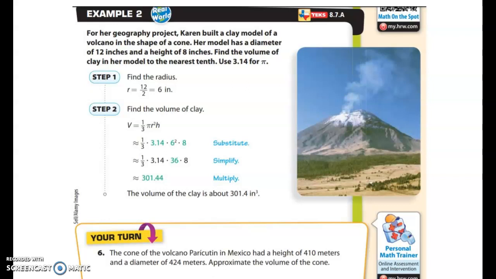It says, for her geography project, Karen built a clay model of a volcano in the shape of a cone. Her model has a diameter of 12 inches and a height of 8 inches. Find the volume of the clay model to the nearest tenth. We're going to use the approximation of pi, that is 3.14.